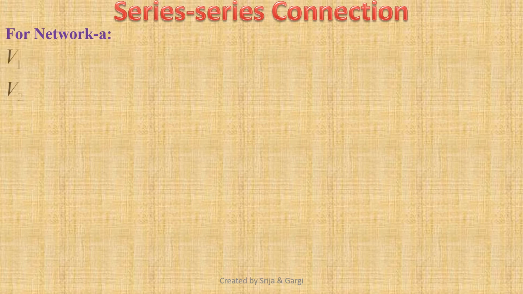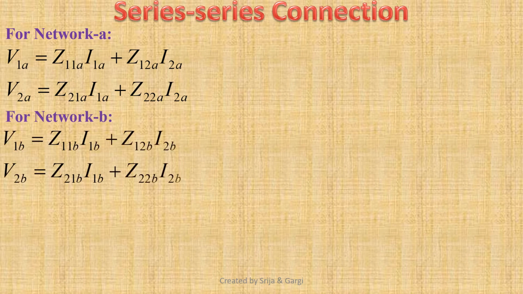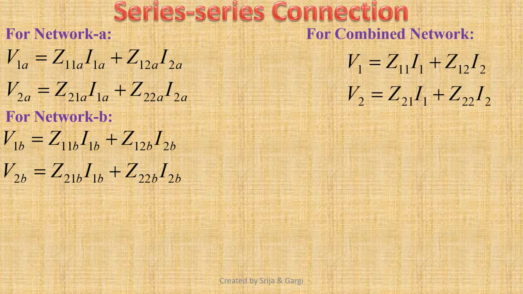For network A, we can write V1A equals Z11A I1A plus Z12A I2A, and V2A equals Z21A I1A plus Z22A I2A. For network B, we can write V1B equals Z11B I1B plus Z12B I2B, and V2B equals Z21B I1B plus Z22B I2B. For the combined network, we can write V1 equals Z11 I1 plus Z12 I2 and V2 equals Z21 I1 plus Z22 I2.